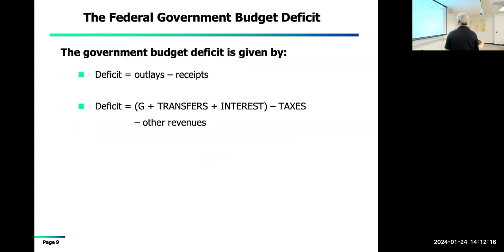So that is in fact what a deficit is. It is no different than the difference between outlays, how much it is spending, writing checks for, versus how much it is receiving. And one can do the equation: it's how much are they spending, transfers, interest, minus taxes and other revenues. That is what the deficit is in terms of how they do the calculation.